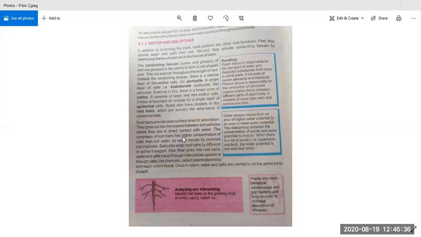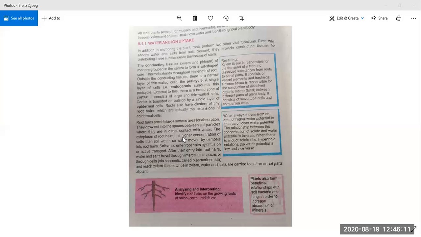Salts also enter root hairs by diffusion or active transport. So how does water enter the root hairs? It enters the root hair by diffusion or active transport. You also notice that diffusion is the process in which they absorb water and salts into the xylem and phloem tubes. And active transport is a process which is opposite of osmosis. It is from lower concentration to higher concentration.